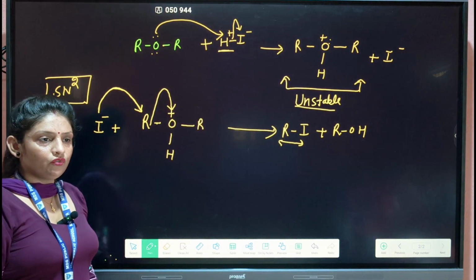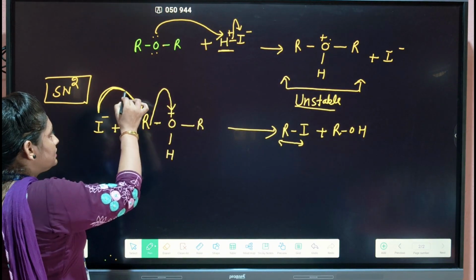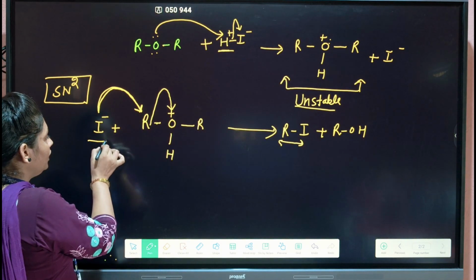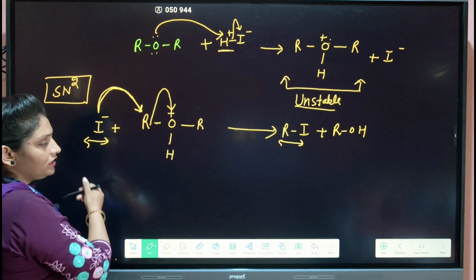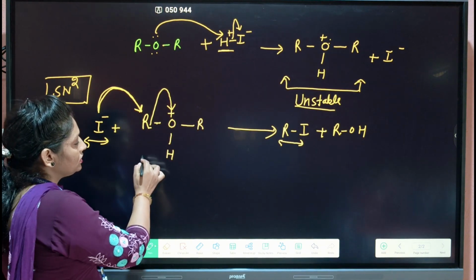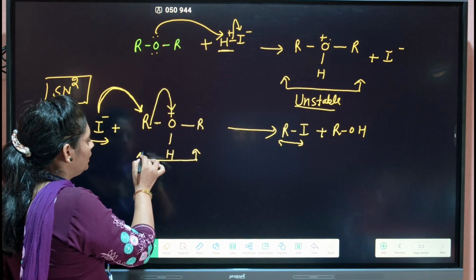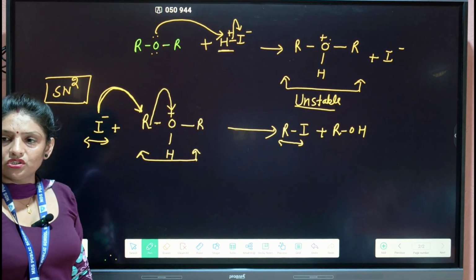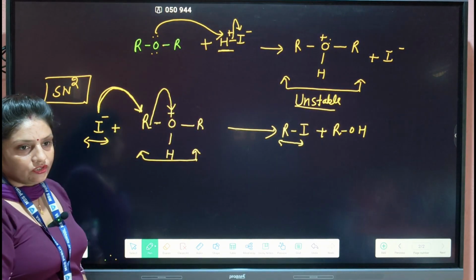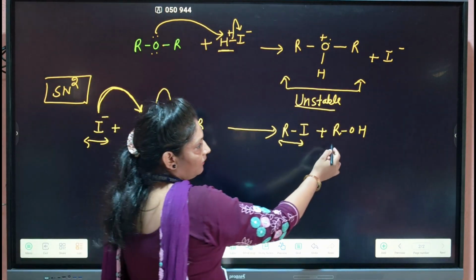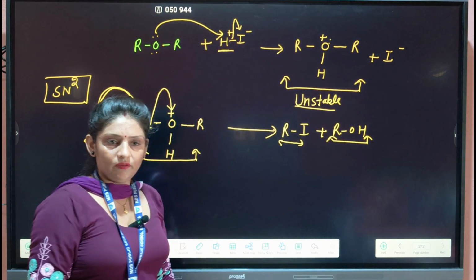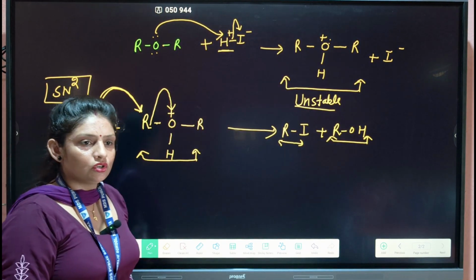Clear or not? So here backside attack is taking place, and the concentration of both is important here, the concentration of iodide ion as well as of this. So these are the conditions of the SN2 mechanism. So it follows the SN2 mechanism. Further, the same mechanism can be followed by alcohol. Okay, you are able to do or not?